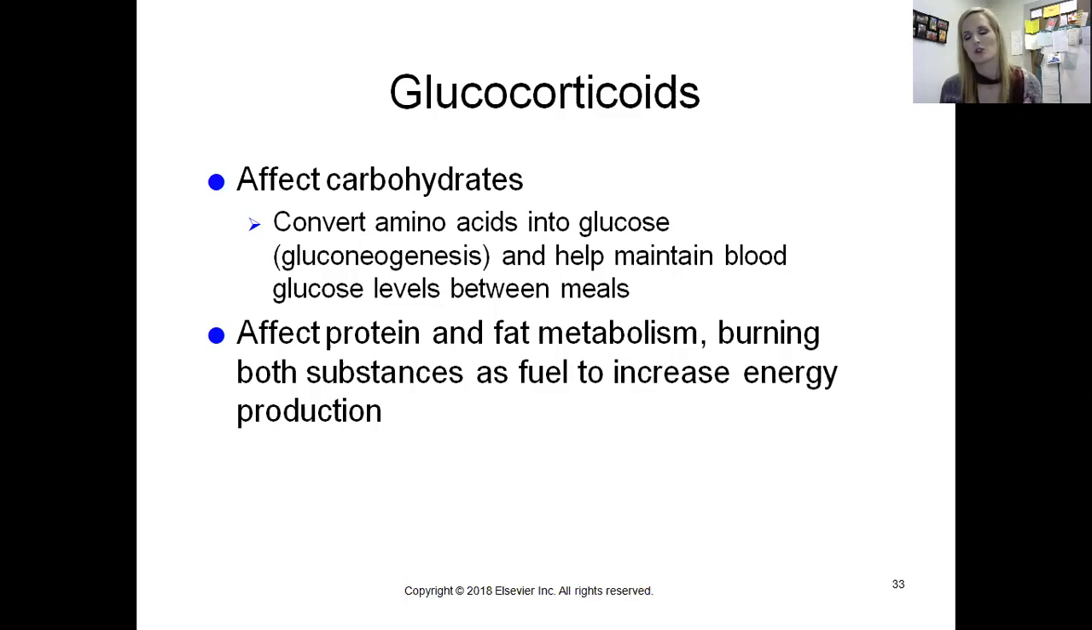The big thing to know here is that if you're remembering sugar, salt, and sex, that's going to help you to remember the glucocorticoid and its ability to regulate blood sugar. But also remember that cortisol is the specific name of that hormone.